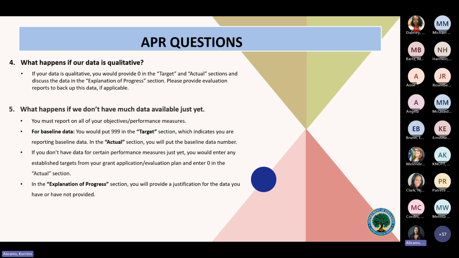And then again, in that explanation of progress, discuss the data that you collected, how you collected it, how you analyzed it, and how it might be informing not only the impact of the grant and the success of your project, but also if there are any changes or if you need to move forward in a different way, you can discuss that in the explanation of progress section too.